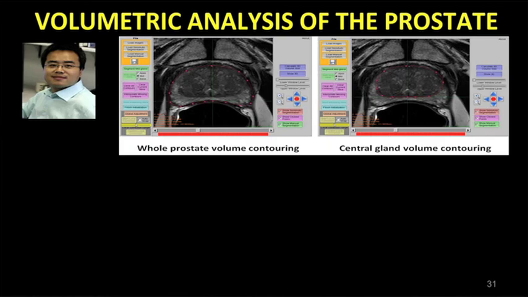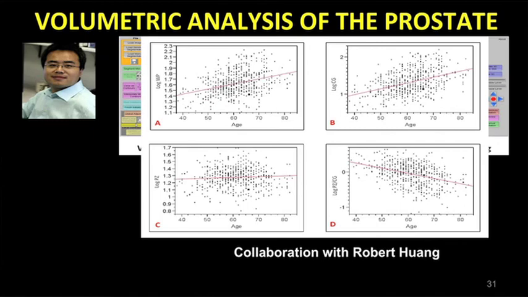We ended up with 500 patients who were manually segmented, for whole gland, central gland, and peripheral zone. One of our students, Robert Huang, did interesting research with this largest cohort imaged by MRI, and we were able to see that with aging the whole prostate volume increases gradually, the central gland increases gradually, and the peripheral zone stays calm. We just published that. But having these 500 manually segmented patients, we then sought a way to automate this.